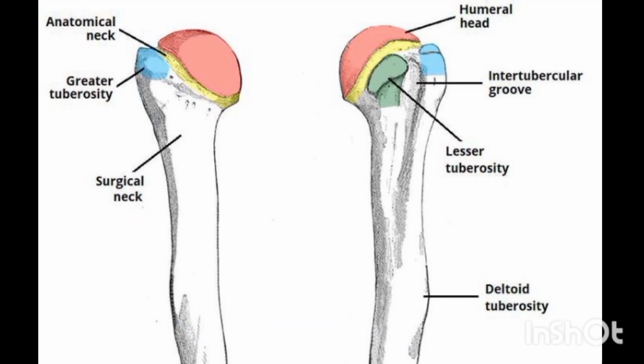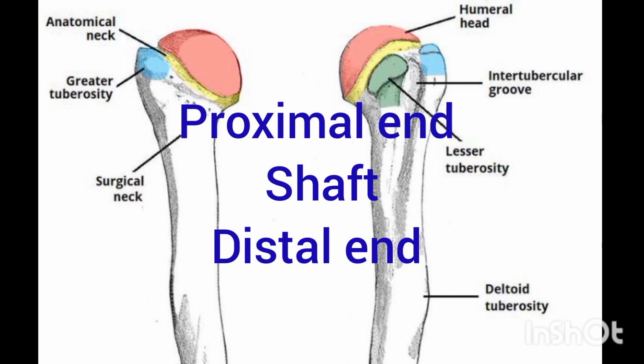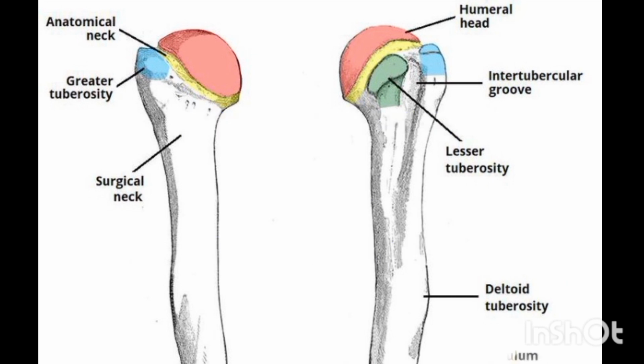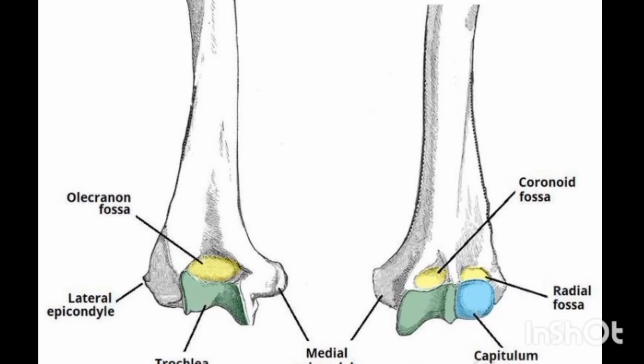What are the features of the humerus bone? Now, the humerus bone is composed of what? The upper or proximal end, the shaft, and the lower or distal end. From the diagram below, you can see the lower or distal end. Now, let's talk about the upper or proximal end of the humerus bone.